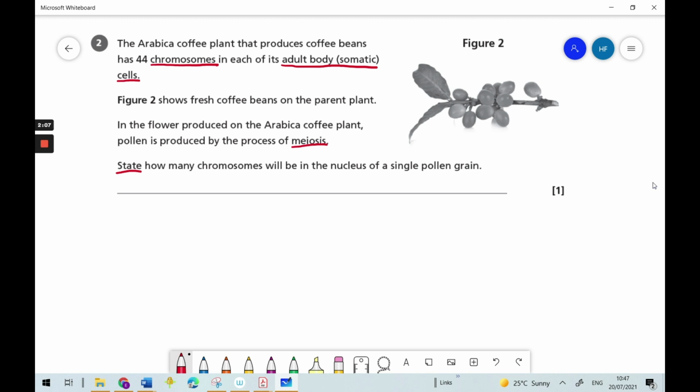We've also got the term single pollen grain, and so that's the sex cell of the plant. So the question asks for the number of chromosomes in the nucleus of a single pollen grain. Well, we've been told up here that the adult body cell has 44. Okay, so therefore the sex cells must have half that amount. So the calculation we need to do here is just half of 44, which is 22. So the answer is 22 chromosomes. So all we need to write to get the mark is 22.